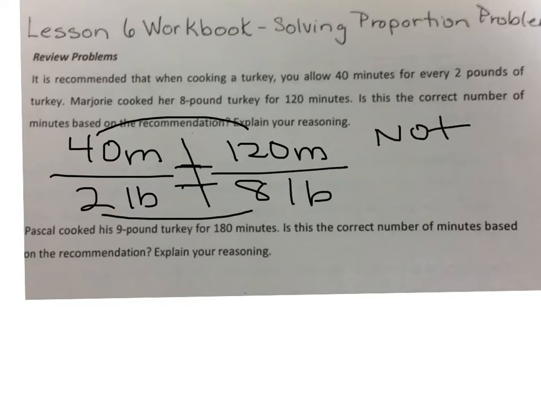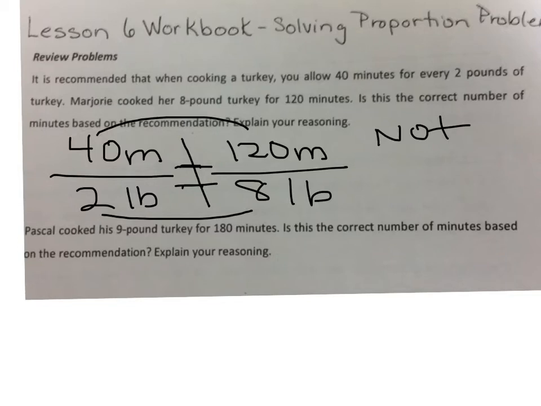Then the next question, Pascal cooked his 9-pound turkey for 180 minutes. Is this the correct number of minutes based on the recommendation? We could do exactly what we did before. We could take the 40 for 2 pounds and then compare that to the 180 and 9. Or we could look at a unit rate if we wanted to.